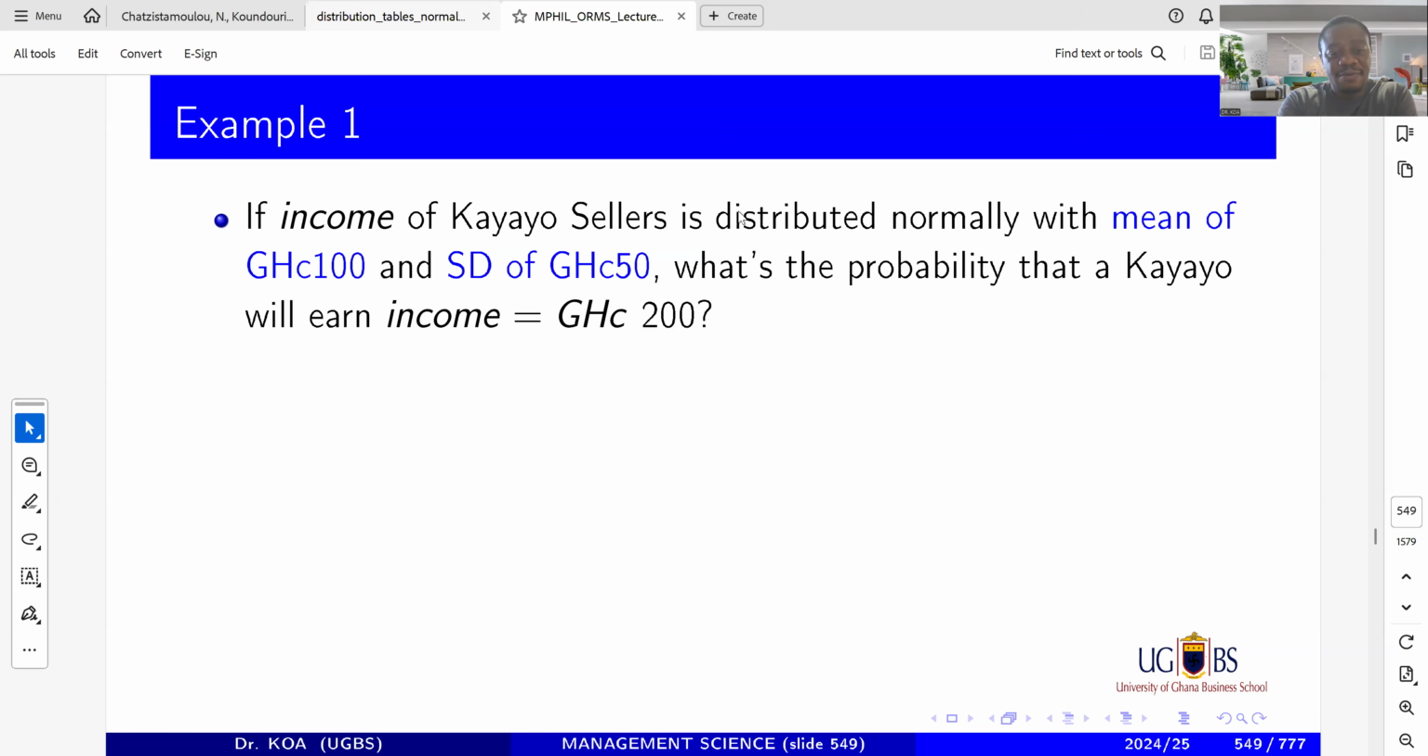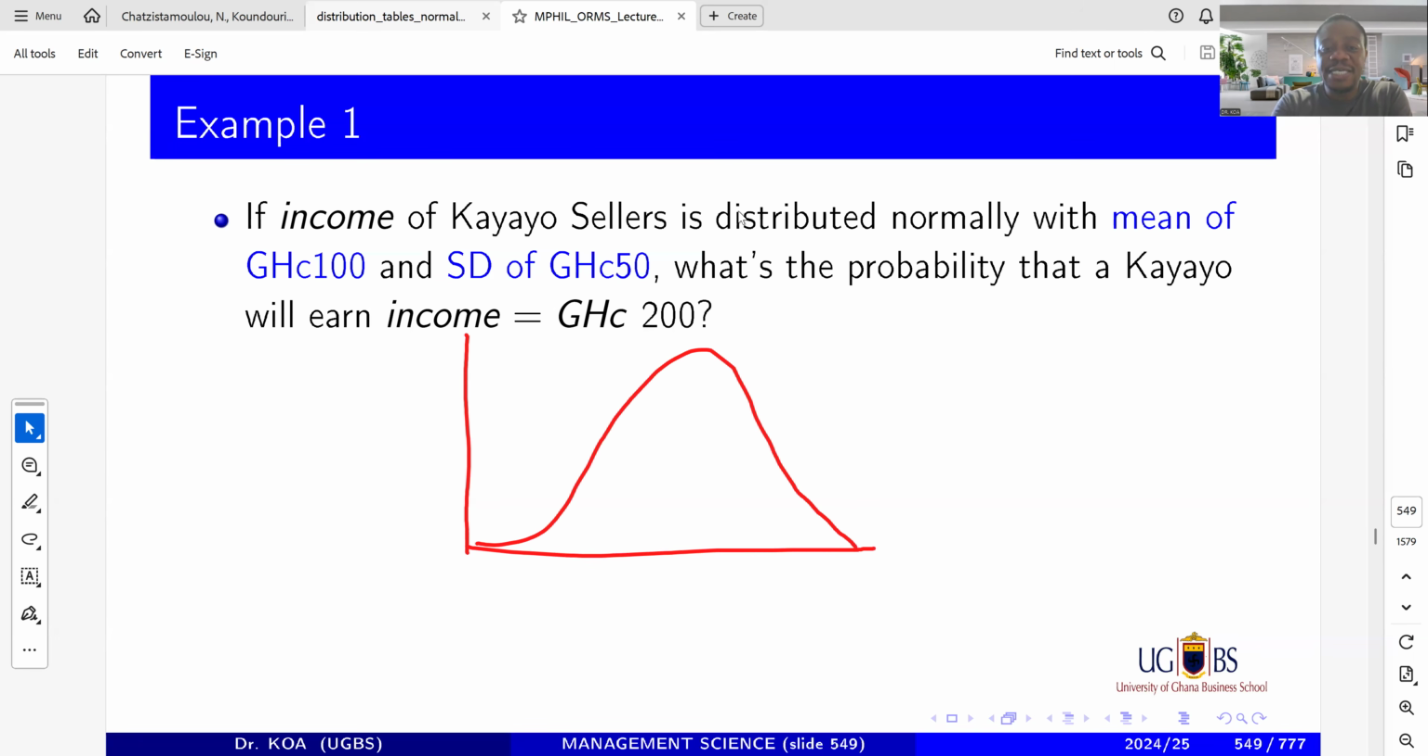How do you draw it? Do it like this. Draw your normal distribution this way. Indicate clearly a beautiful normal distribution. Always indicate the mean. Write that the mean is equal to what you were given. This was 100. And put the standard deviation you were given also below it. This was 50. Then indicate with a line what you are being asked. You are being asked to find the probability that Kaya your seller will earn 200.